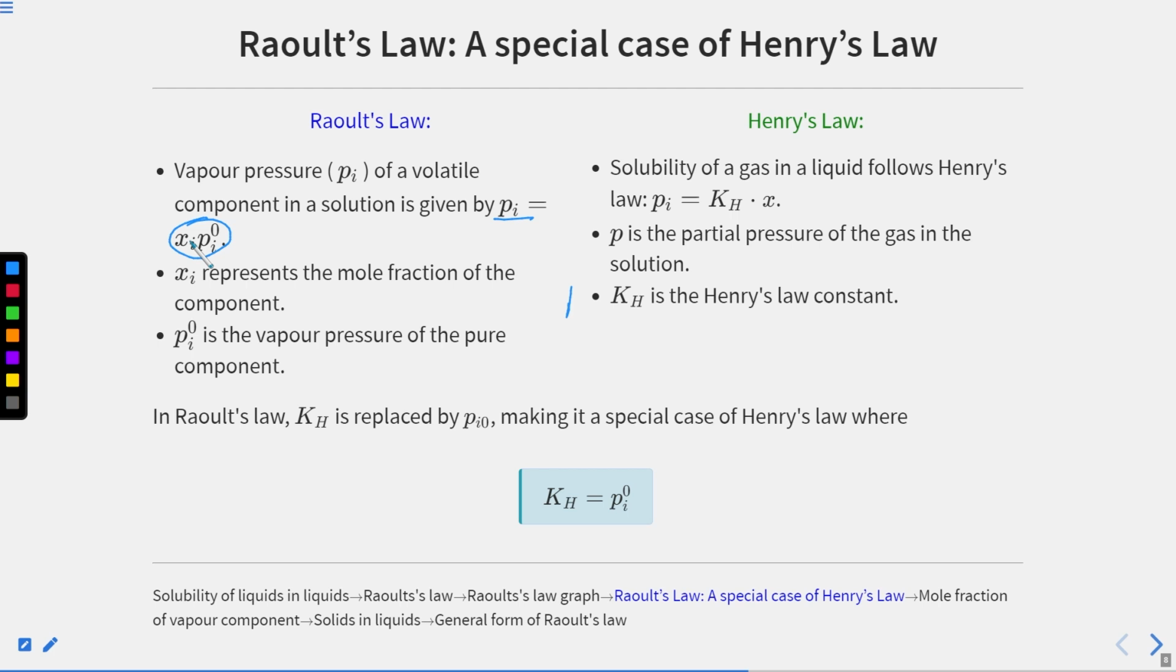Next, we have our Henry's law. What does Henry's law say? That the solubility of a gas in a liquid follows Henry's law like this: Pi equals Kh xi. And I've told you earlier that this Kh is specific and will change depending on what type of solution we are taking. Pi is the partial pressure of the gas in the solution, and Kh is the Henry's constant, right? So this is the formula of Henry's law, and this is the formula of Raoult's law.